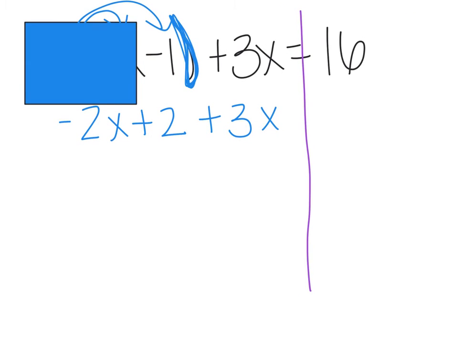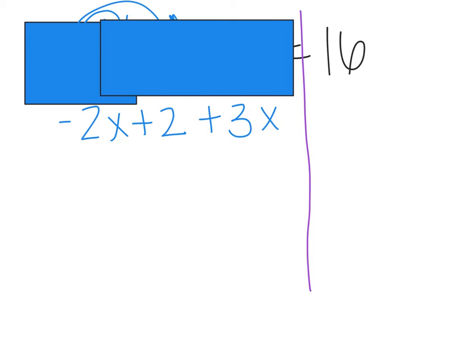Now if I look at the right side, there is nothing that I need to do because the right side is already simplified. The right side is just 16. So I'm going to go ahead and rewrite that, equals 16.